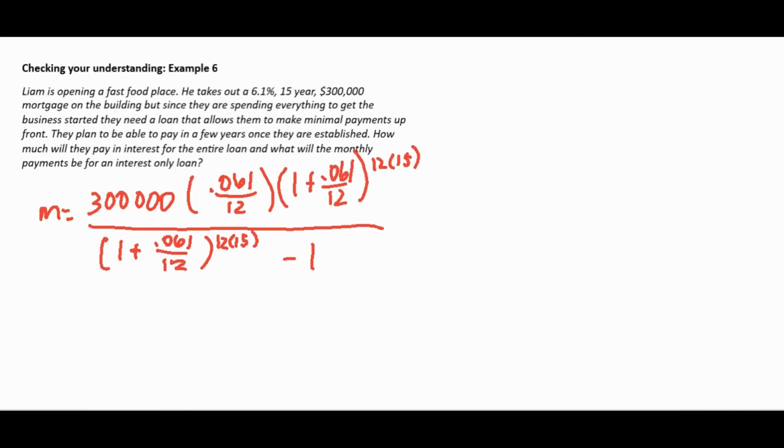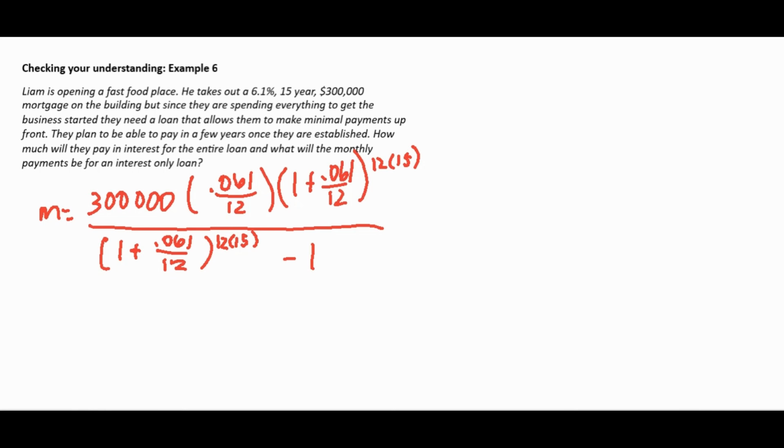All right, that's the end of example number 5. Let's move over to our final example, example number 6. So Liam is opening a fast food place. He takes out a 6.1%, 15-year, $300,000 mortgage on the building. But since they're spending everything they make right now to get the business started, they need a loan that allows them to make minimal payments up front. They plan on being able to pay in a few years once they're established.